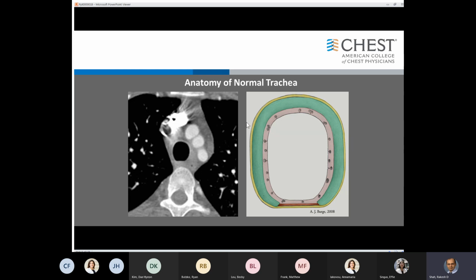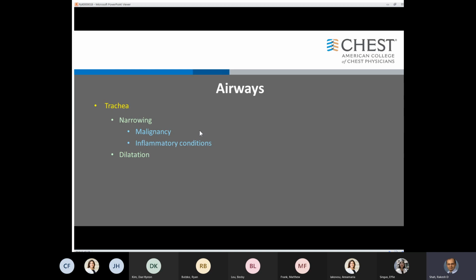Okay, so we have now a little understanding about the shape of the trachea and what it is made up of. So let's look at some conditions. Tracheal diseases can be broken down into two big categories. You can have narrowing, which can either be focal or diffuse. If it is focal, we usually talk about malignancy. If it is diffuse, we lump some into this big category called inflammatory conditions. And then there is one condition where the trachea can be very big and dilated, and I'll show you an example of that.